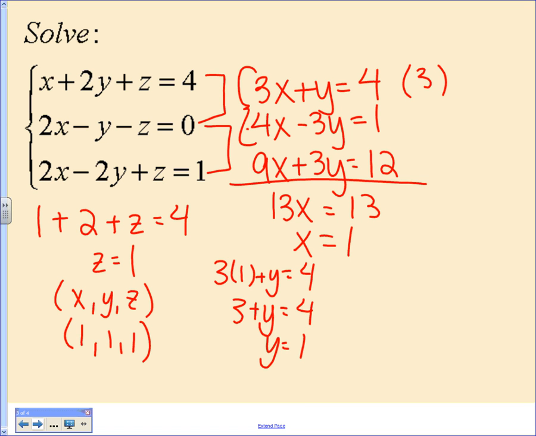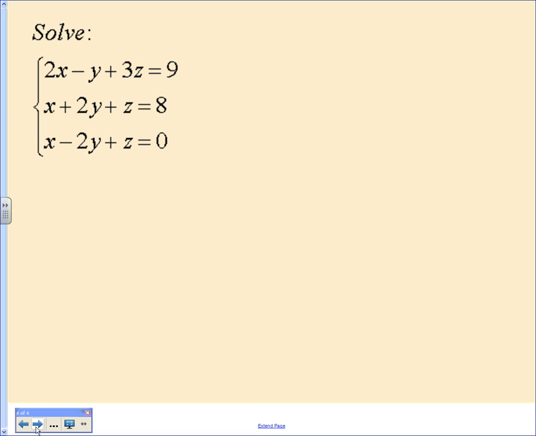Any questions here? So really the only thing that we're adding is that first step at the very beginning where you have to eliminate one of them. Okay? One that has the same coefficient.